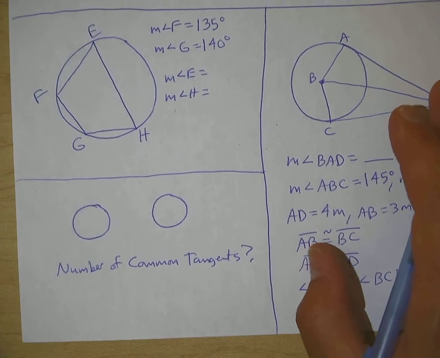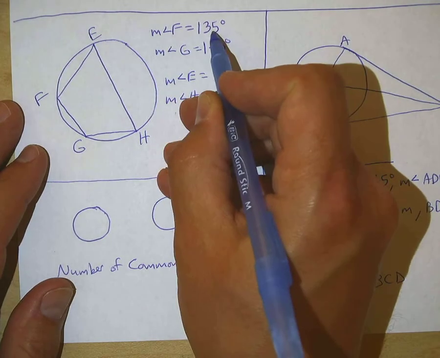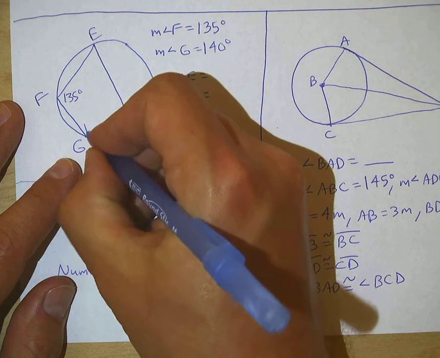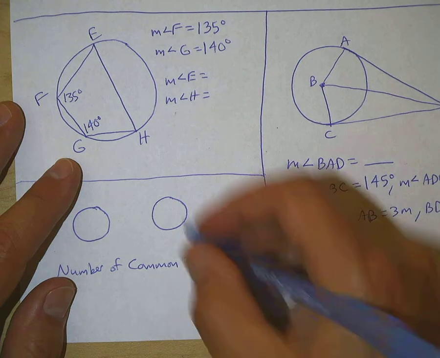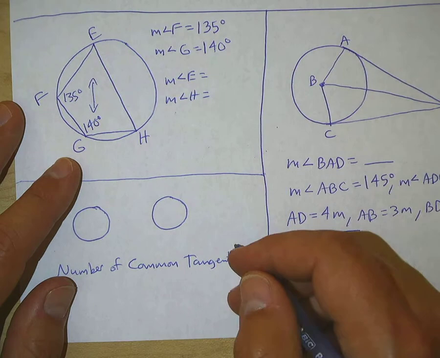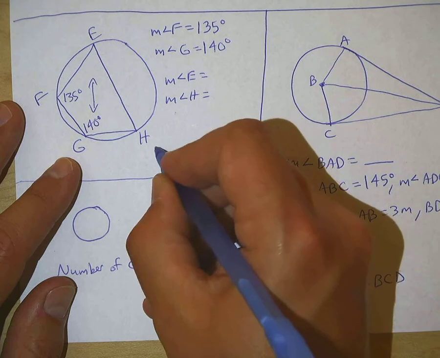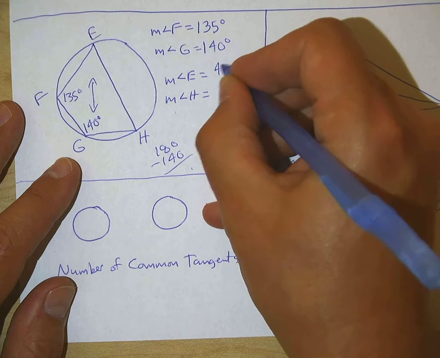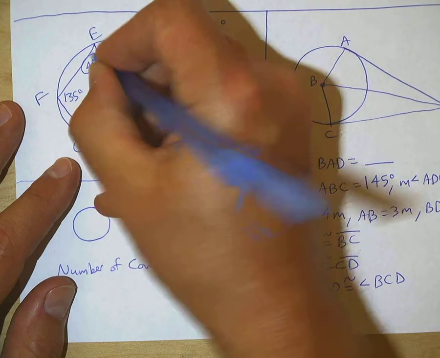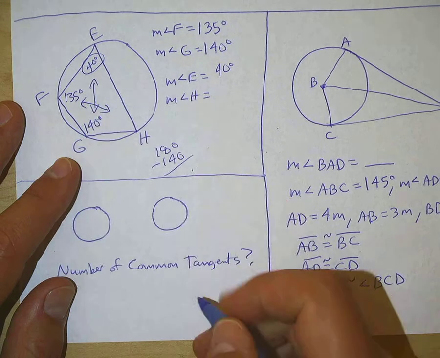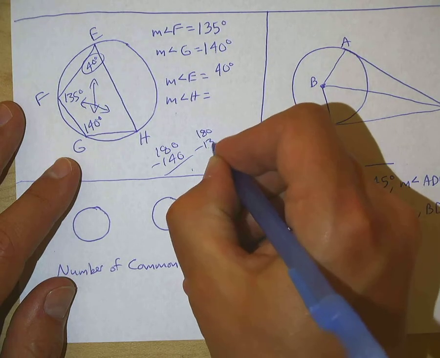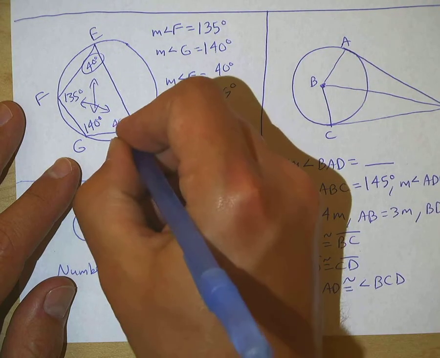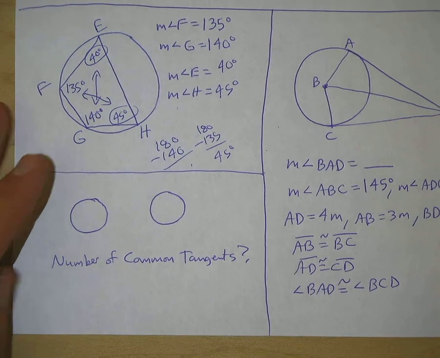Okay, next we have, it says the measure of angle F is 135 degrees. It tells us the measure of angle G is 140 degrees. So I know that in an inscribed quadrilateral, the opposite angles are supplementary, meaning they add up to 180. So I could take 180 minus 140, which gives me angle E, 40 degrees. Then I also know that these two angles, same thing. 180 minus 135 gives me 45 degrees. Right. Property of inscribed quadrilaterals.